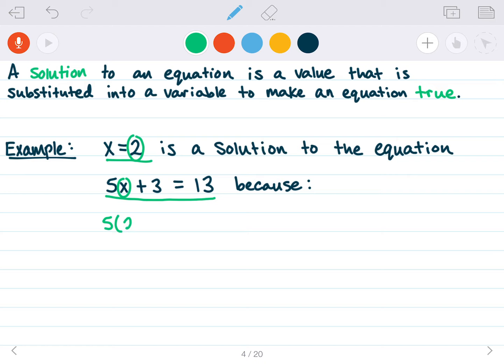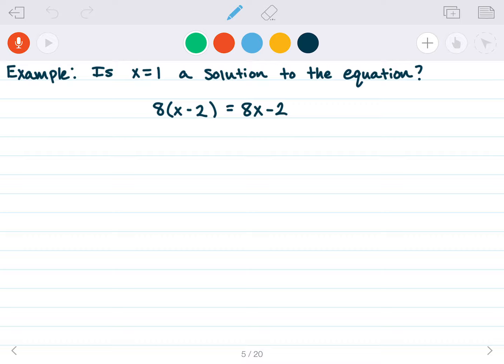We get 5 times 2 plus 3 equals 13. And then on the left side of the equal sign, we can simplify this. 5 times 2 is 10 plus 3, and we end up getting 10 plus 3 equals 13. Simplifying even more on the left, we get 13 equals 13. So this is true. So 2 is indeed a solution to the equation 5x plus 3 equals 13, because when I substitute it in for x, I get a true mathematical statement.